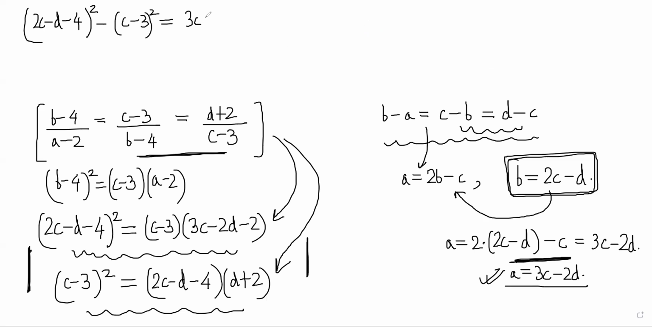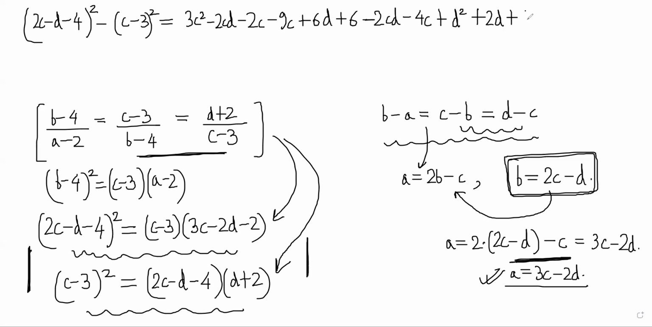So let's write it. 3C square minus 2CD minus 2C minus 9C plus 6D plus 6 minus 2CD minus 4C plus 4 plus D square plus 2D plus 4D and plus 8. This is what I get when I subtract the RHS. So minus 2CD minus 2CD here. Okay, I will simplify it.